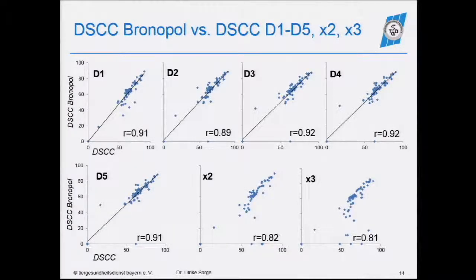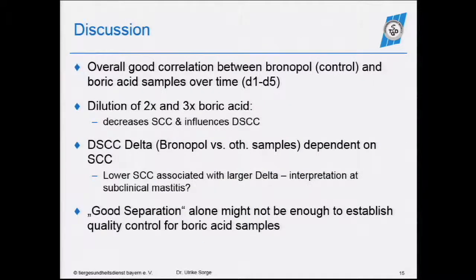And so if we're looking at these graphs, and please bear with me, the y-axis is always the Bronopol DSCC, and on the x-axis is always the DSCC of, in this case, day 1, 2, 3, 4, and here 5. And you can see we have a very good correlation. Here with the dilution, we see that we have a much bigger fanning, especially if you don't perfectly take the samples like a machine and instead have a little bit less in your quarter milk samples, for example. So it definitely has an effect on it.